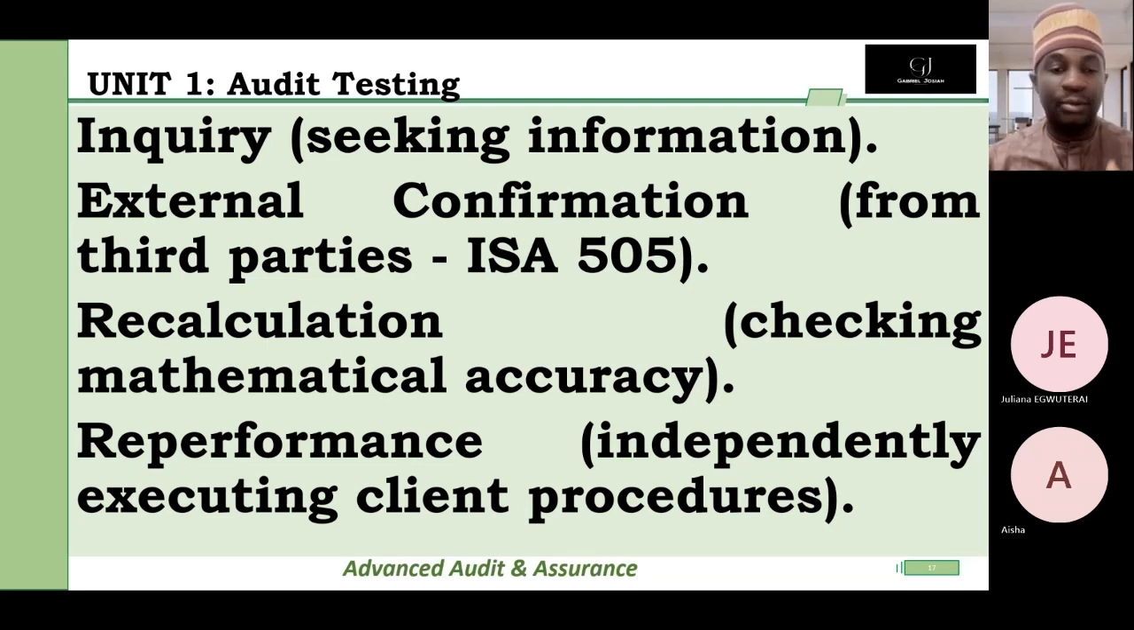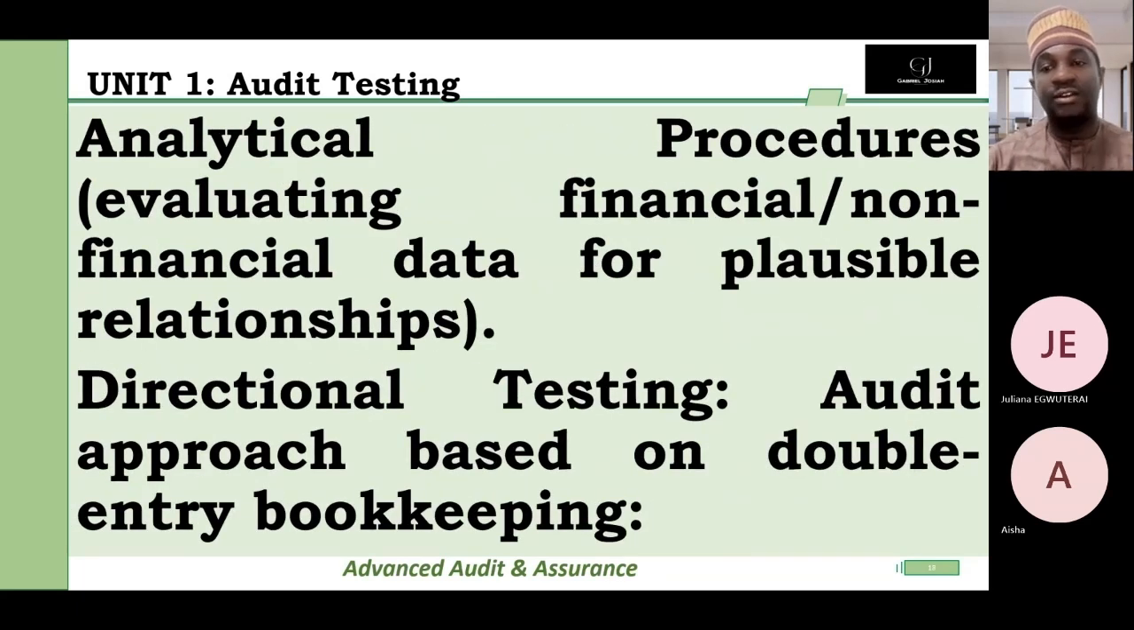So you independently pick their processes, systems, their SOPs, and execute it yourself. You test it to see if it works based on what management has told you. So these are ways you generate your audit evidence. Also, analytical procedures, like we said, you are evaluating financial and non-financial data and the relationships. We've spoken about that. And directional testing is another way of obtaining audit evidence.